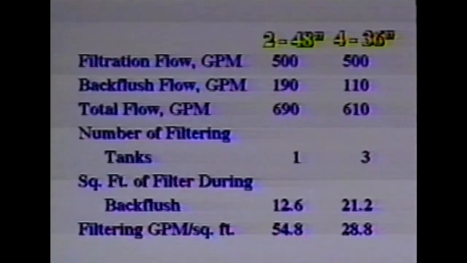This table shows results from 2 possible filter configurations for a flow rate of 500 GPM. The bottom line shows that during backflushing, the 2-tank system has a flow rate of 54.8 gallons per minute per square foot of filtration area, whereas the properly sized 4-tank system has about half of that. As mentioned earlier, such a very high flow rate per square foot of surface area in the 2-tank system will cause a tremendous pressure drop across the filters.